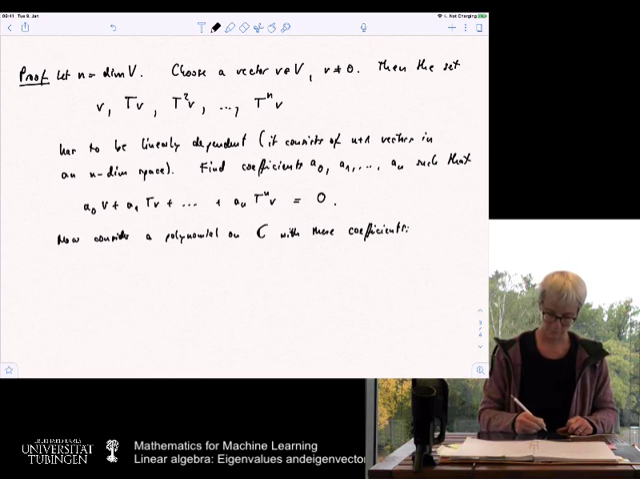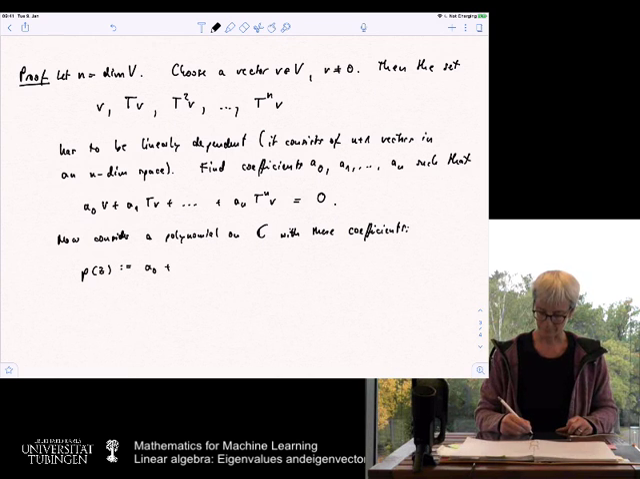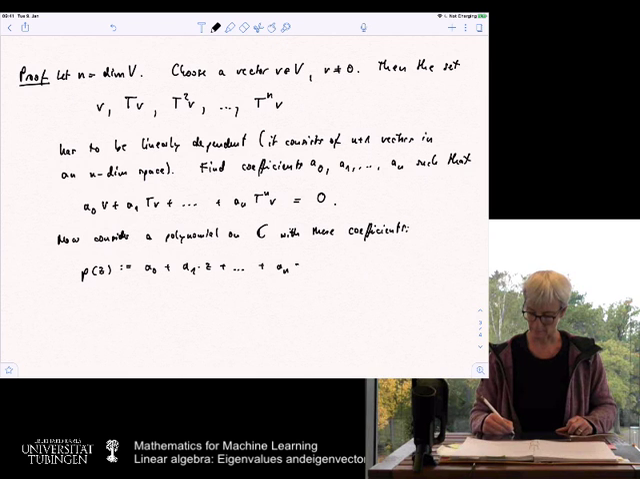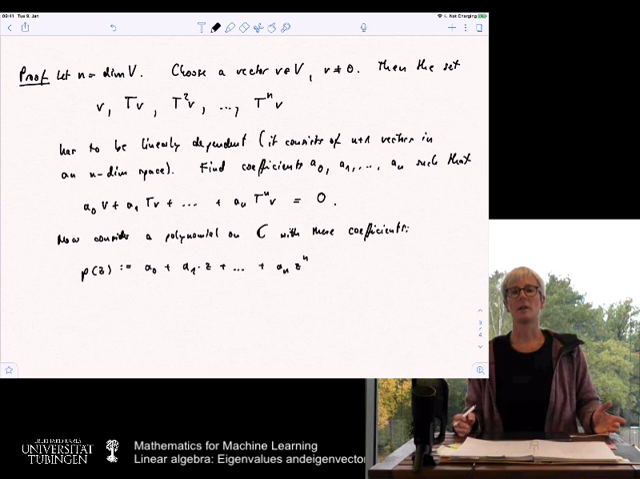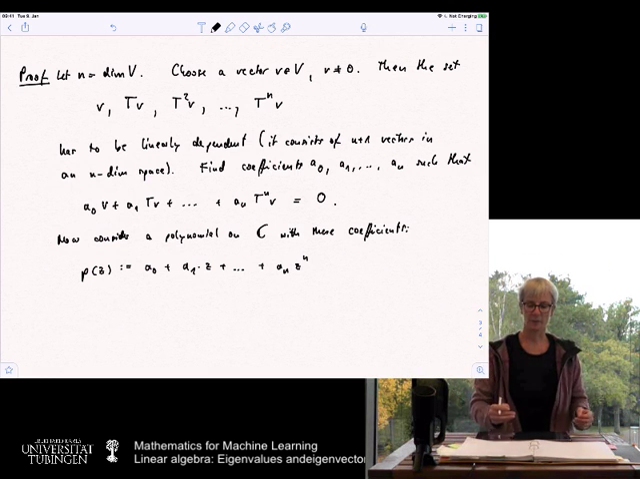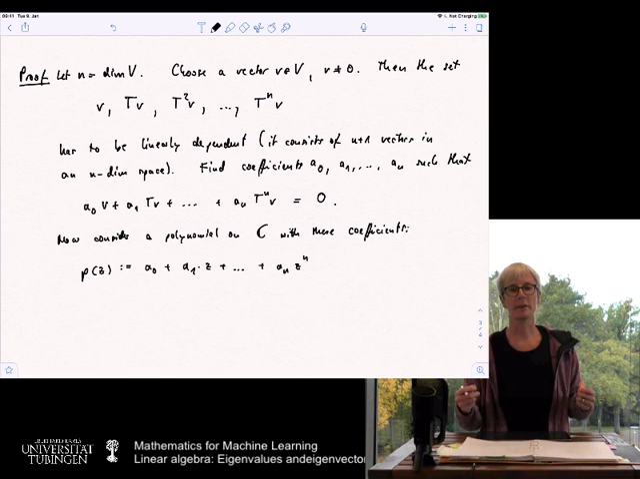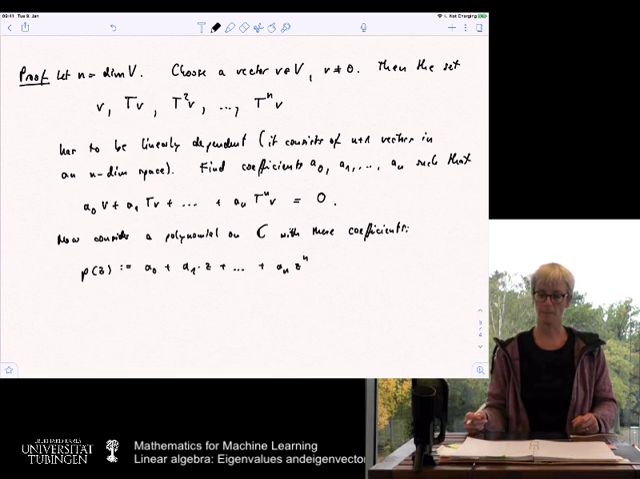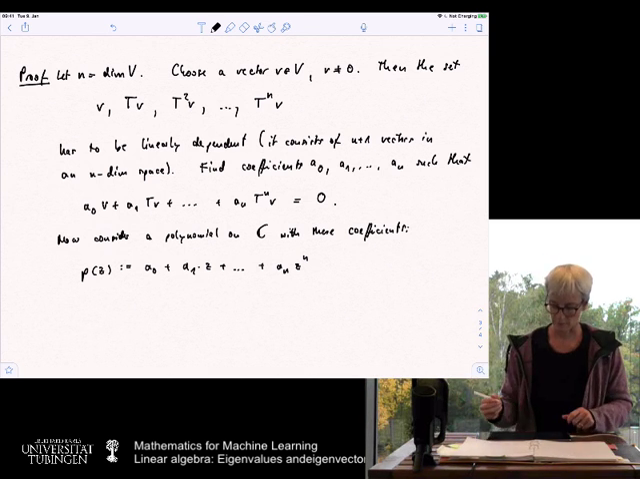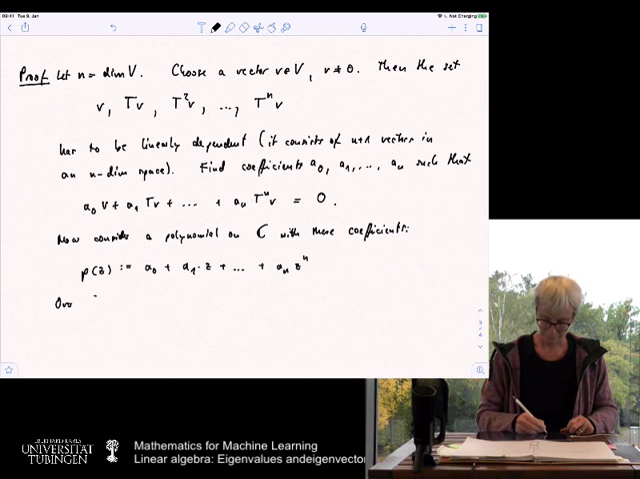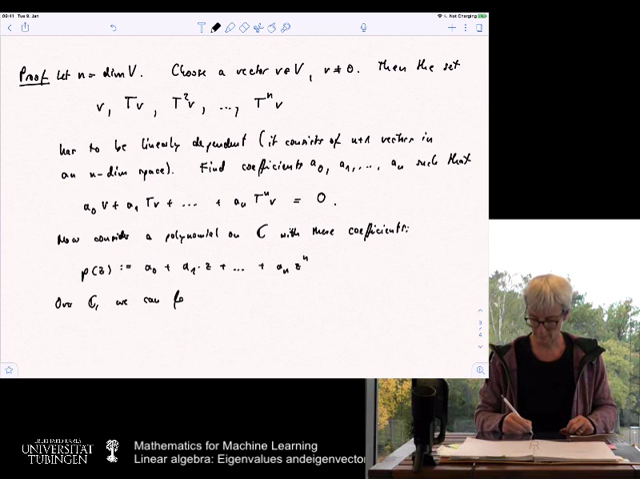So let me write it down. We define the polynomial P of z as a0 plus a1 times z plus and so on, plus an times z to the power of n. Now this is a polynomial over the complex numbers, and here comes the key why we need to be on the complex numbers. On complex numbers we know that we can factorize a polynomial. It has a representation in terms of individual one-dimensional factors. So over C we can factorize it.